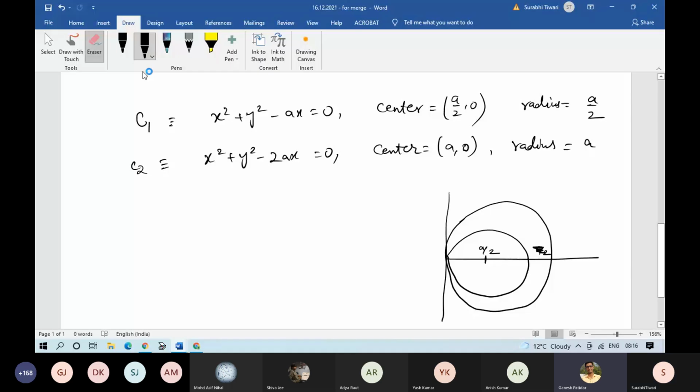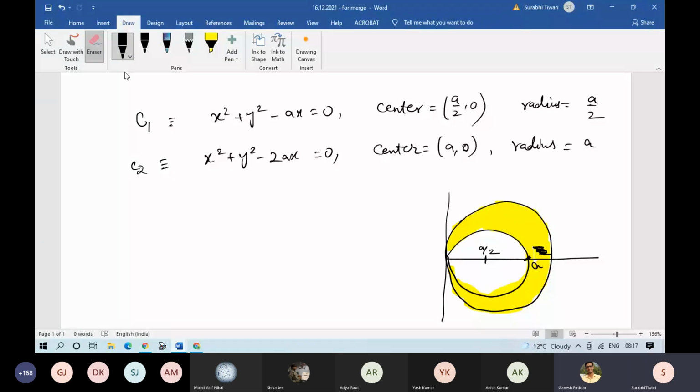This radius is a. And what is our region of integration? It is inside this circle and outside this circle, this boundary region. Okay, so now we have to calculate this integral of y square dx dy.